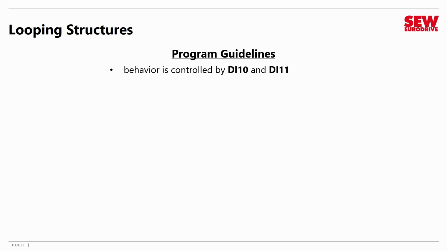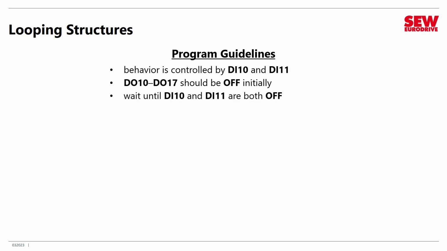Again, the program will be controlled by DI10 and DI11. You're going to use the digital outputs 10 through 17 and the lights attached to them. All lights should start out in the off condition. And then you're going to watch DI10 and DI11. Wait until they're both off. So if they happen to be turned on when you run the program, it shouldn't do anything until they're both off.